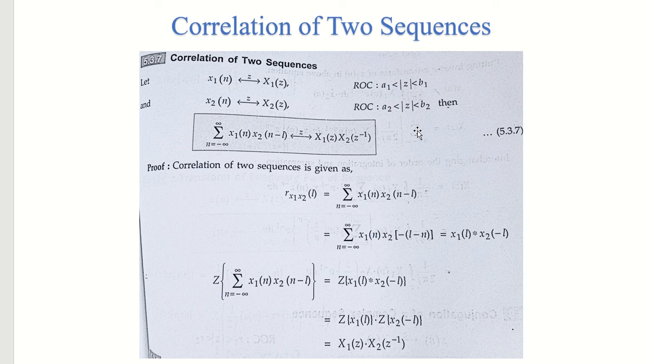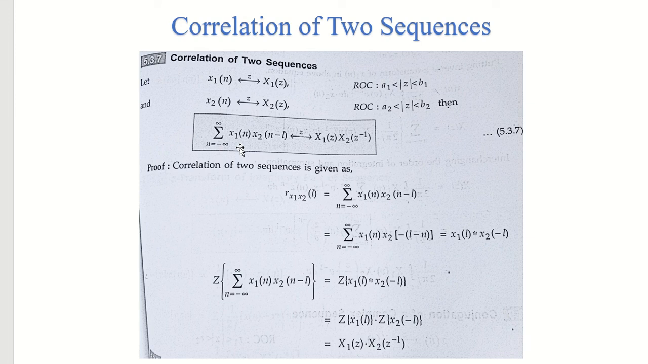Now what does the correlation operation tell us? It says if we have signals x1 of n and x2 of n, and if we delay the second signal, or the first signal, or either of the signals by some value L, then the change in the z transform will look something like this. I'm taking correlation, so summation n equals minus infinity to infinity x1 of n, x2 of n minus L. So I'm taking subtraction here. And I'm taking the z transform of this signal, so the result will be X1(z) times X2(z inverse) here.